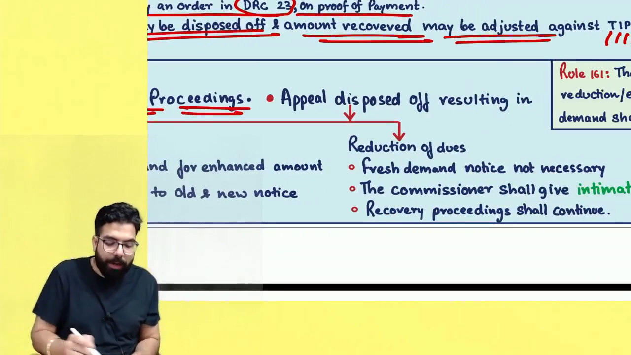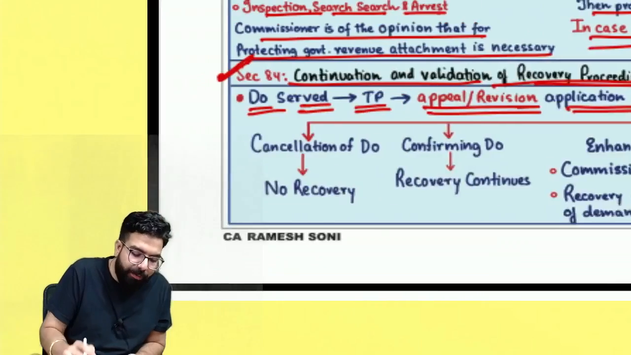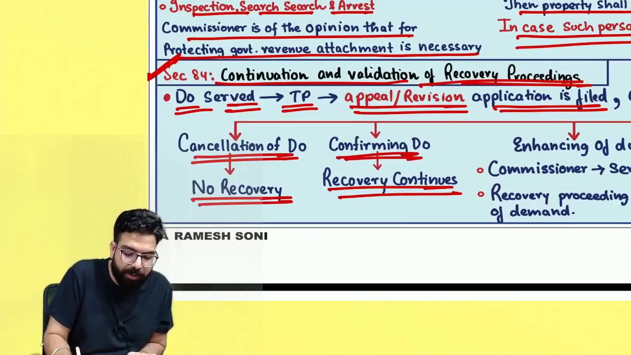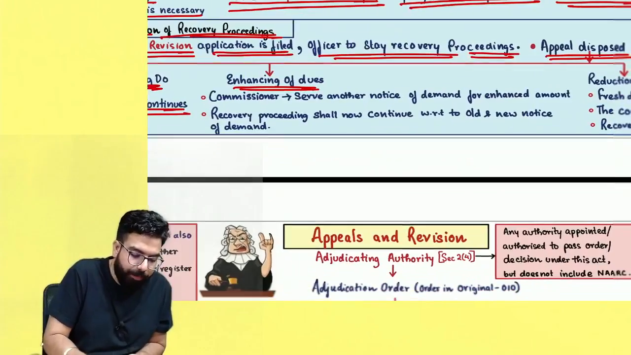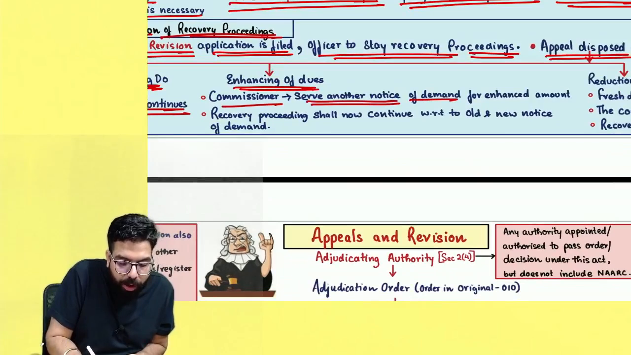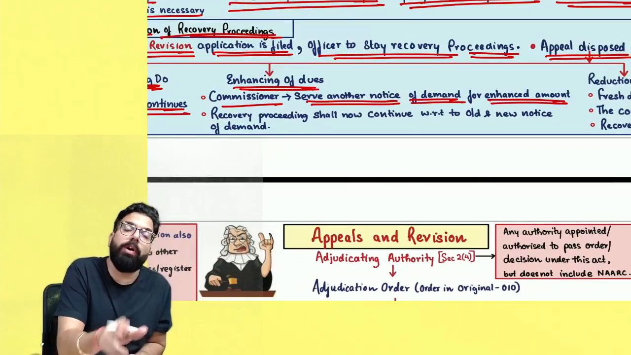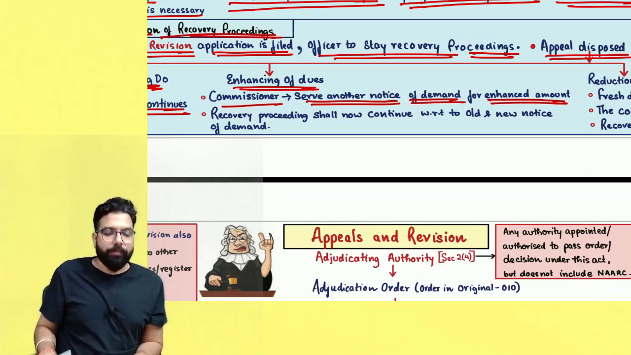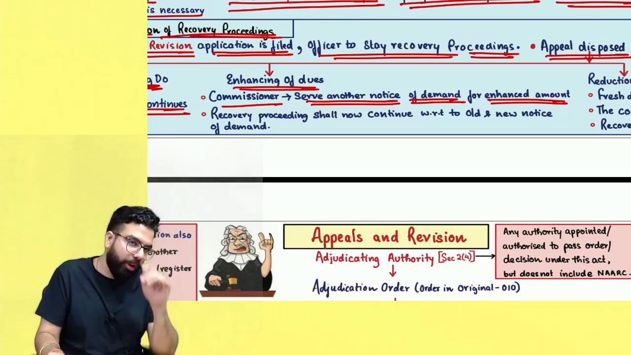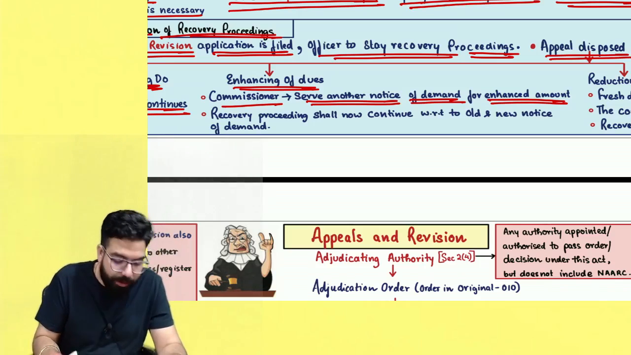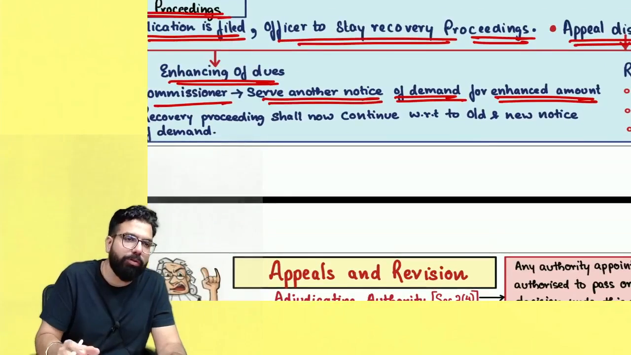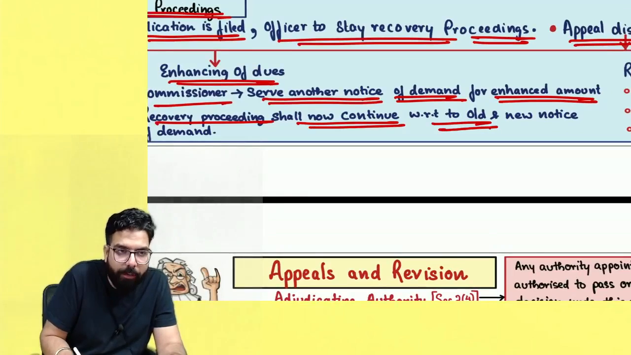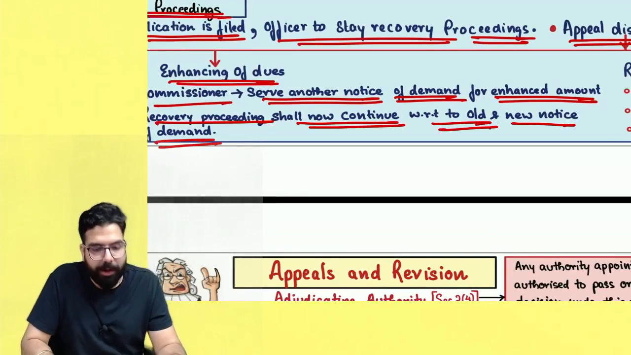They will stay it. Once the appeal has been disposed of, if the demand order is cancelled in the appeal, then recovery will not happen. If they confirm, then the recovery proceedings will continue. If they enhance the amount, then the commissioner will serve another notice of demand for the enhanced amount, because for the remaining amount the demand order is already given. For the enhanced amount, they will give you another notice of demand, and then this amount will also be recovered from you. Notice of demand has to be given. Recovery proceedings shall now continue with respect to the old and new notice of demand.